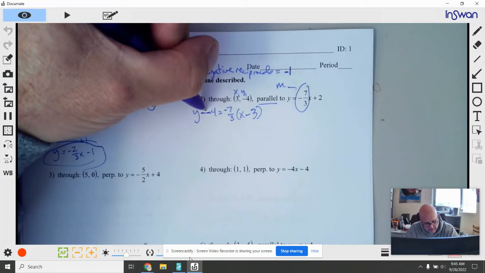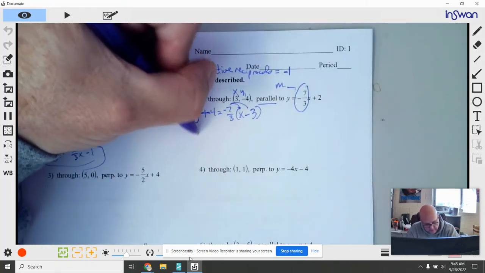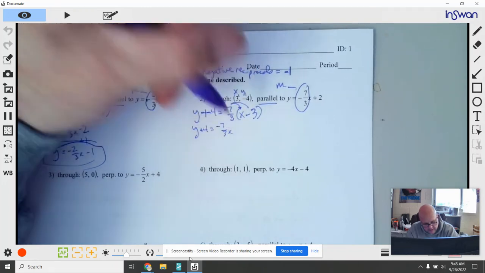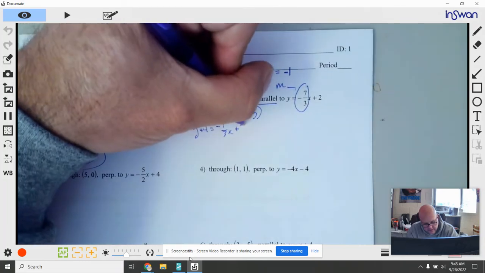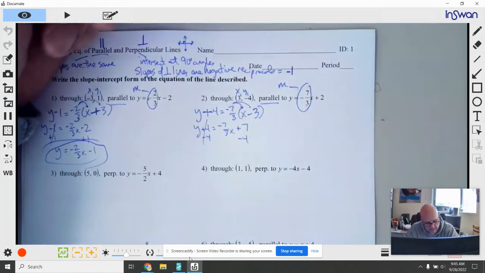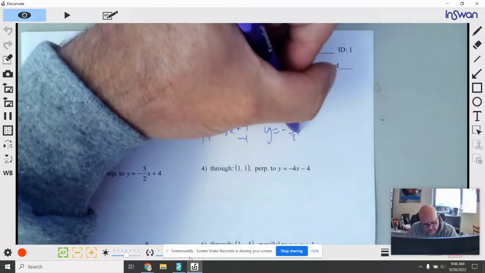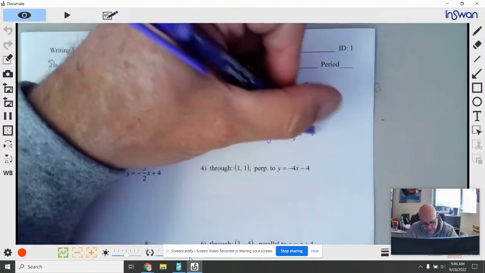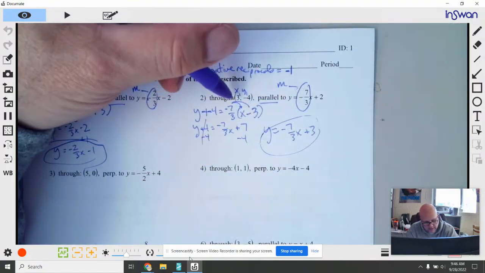Okay, so I want to make this a big positive. I'm going to go ahead and distribute this. Bring down y plus 4 equals, we get -7/3 x. When I multiply these together, that's going to be a positive 7. Okay, so I'm going to subtract 4 from both sides. That cancels. So I get y is equal to -7/3 x plus 3. So again, this is the line that's parallel to this one. They've got the same slopes, but it's going to go through this point.